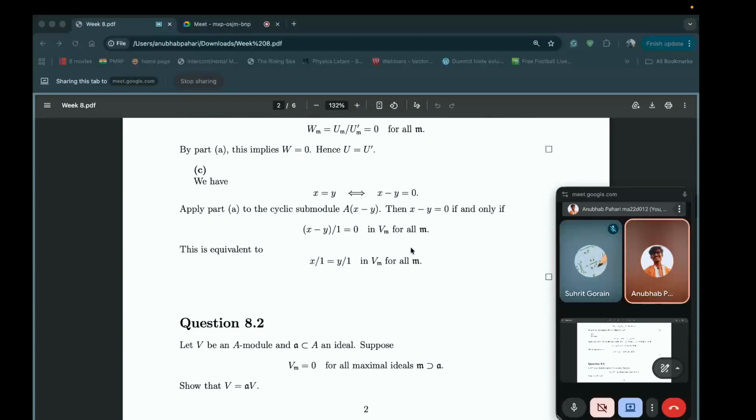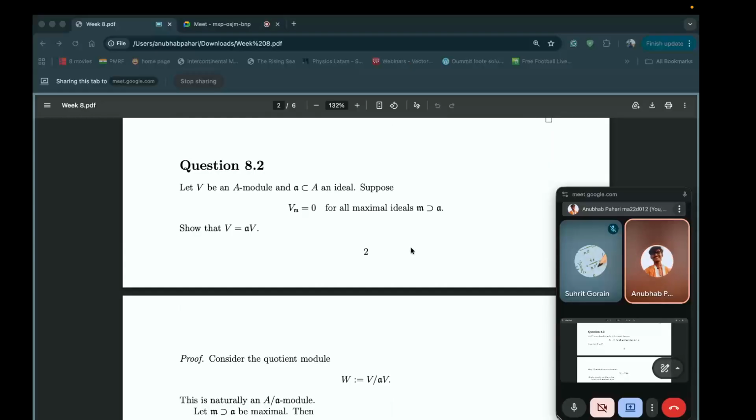Now we go to our next problem, that says: let V be an A-module and a belongs to A, an ideal. Now suppose V_m equals 0 for all maximal ideals m containing a. We have to show that V equals aV. Again, you should try this for 5 minutes and let me know if you have any doubt regarding this.